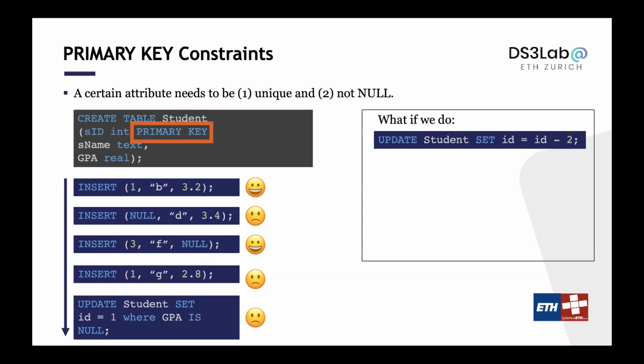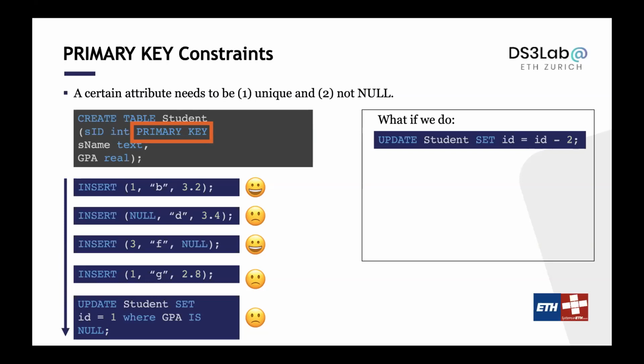So let's think about this case. Assuming I already have a database with 2 tuples, and the first tuple has SID equals to 1. The second tuple has SID equals 3. Just like these 2 tuples. And then I run a query to say, okay, update this table, set SID equals to SID minus 2. I want to make the 1 into minus 1. I want to make the 3 into 1. If you run this, will the database throw an error?